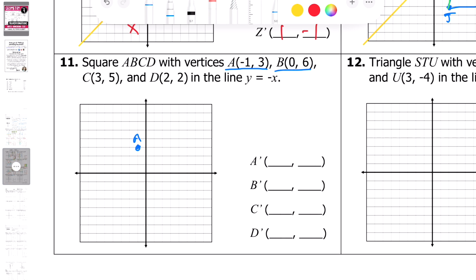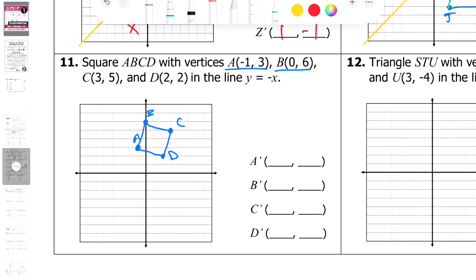B is 0, 6. So I'm just going to go straight up to 6. 1, 2, 3, 4, 5, 6. So there's B. C is 3, 5. 1, 2, 3, 1, 2, 3, 4, 5. So there's C. And then D is 2, 2. So there is the square that I'm going to be reflecting.